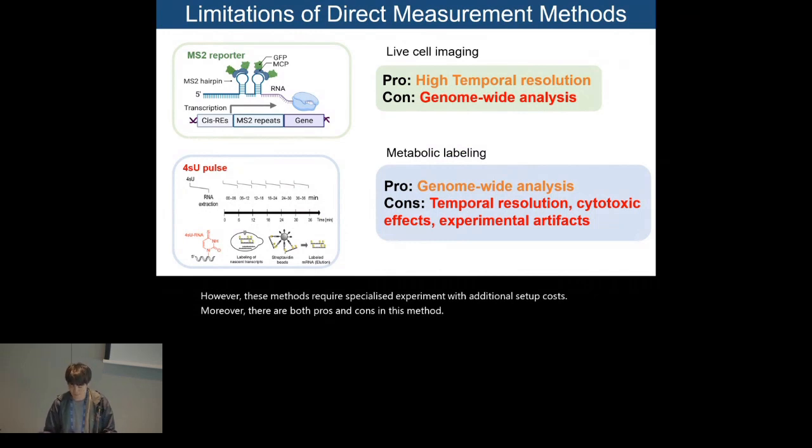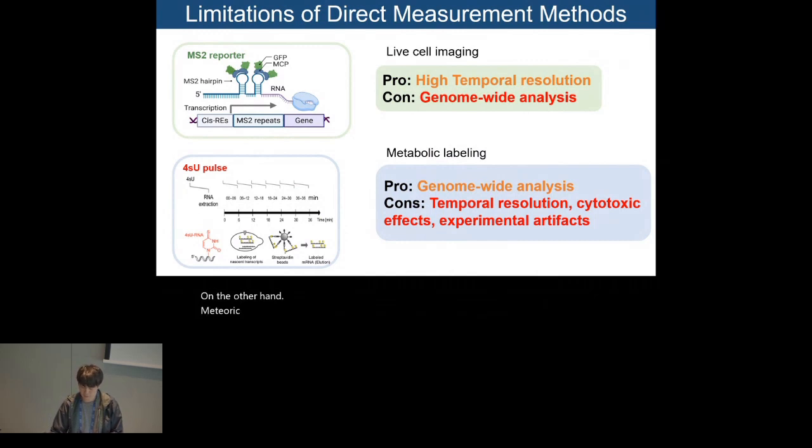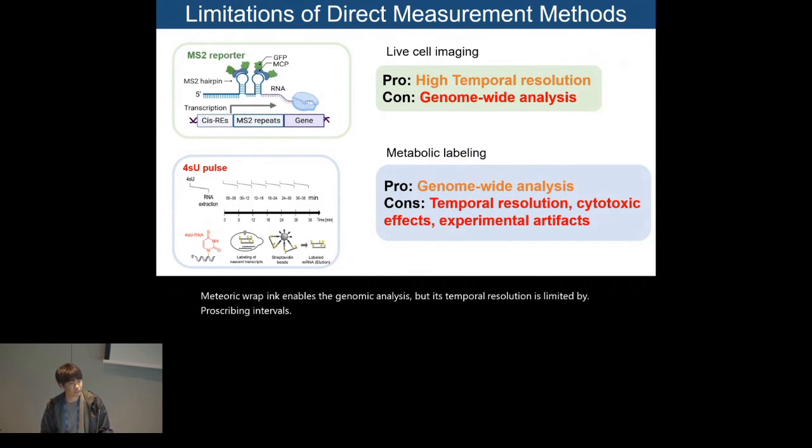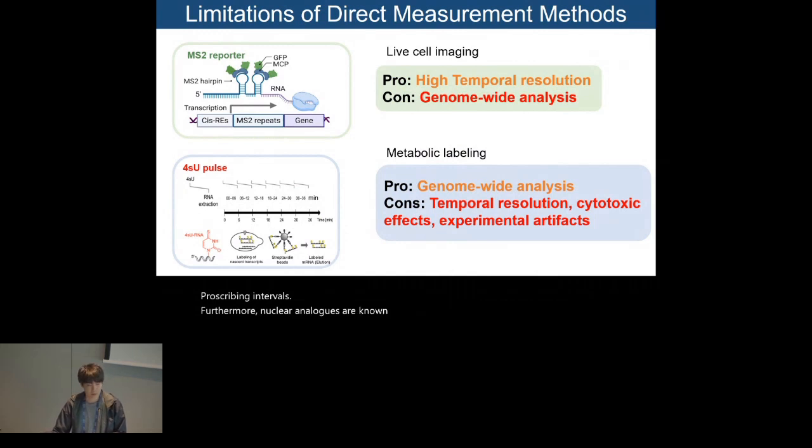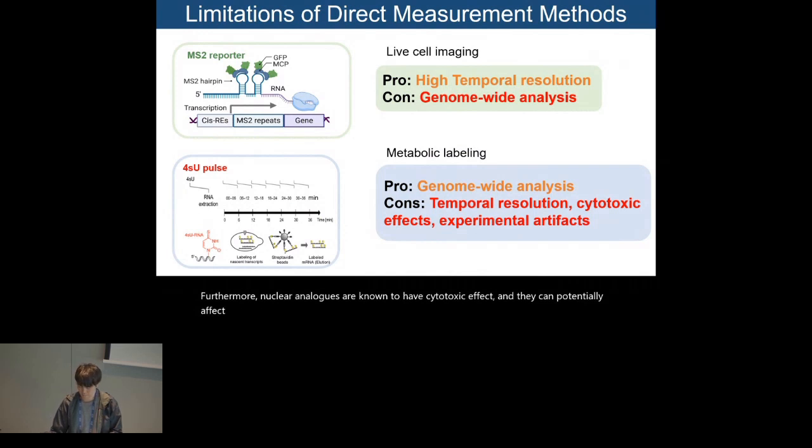Live cell imaging offers high temporal resolution, but genome-wide analysis is challenging. On the other hand, metabolic labeling enables genome-wide analysis, but its temporal resolution is limited by pulse labeling intervals. Furthermore, nucleic acid analogs are known to have cytotoxic effects, and they can potentially affect messenger RNA processing. So the result might be slightly affected by the labeling procedure itself.